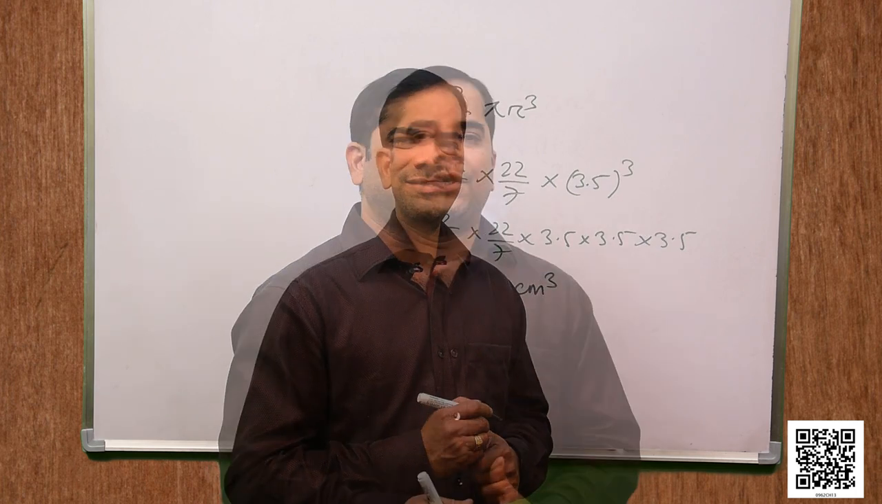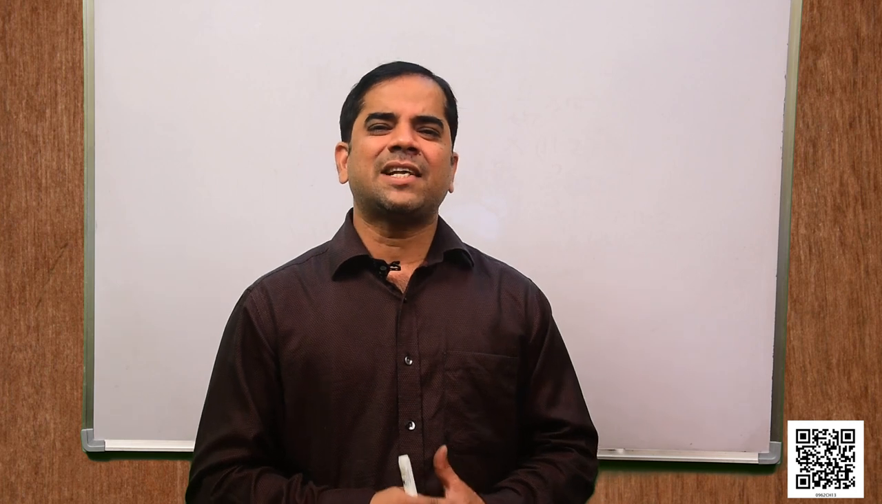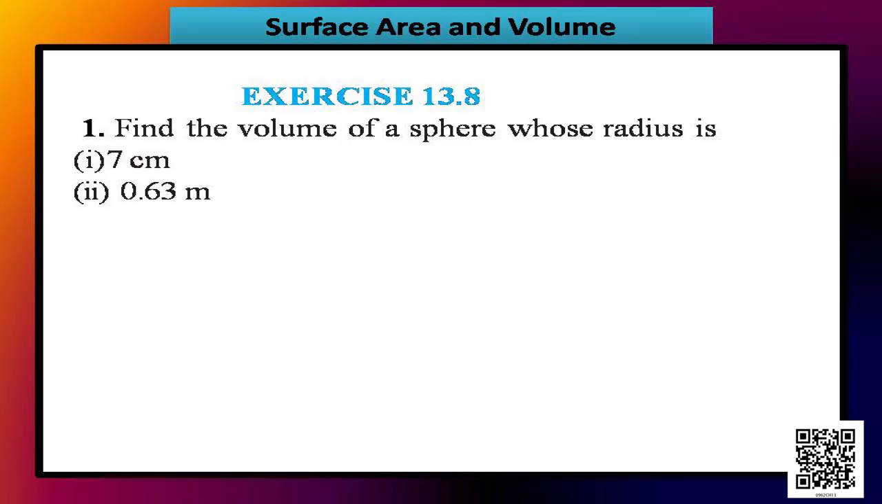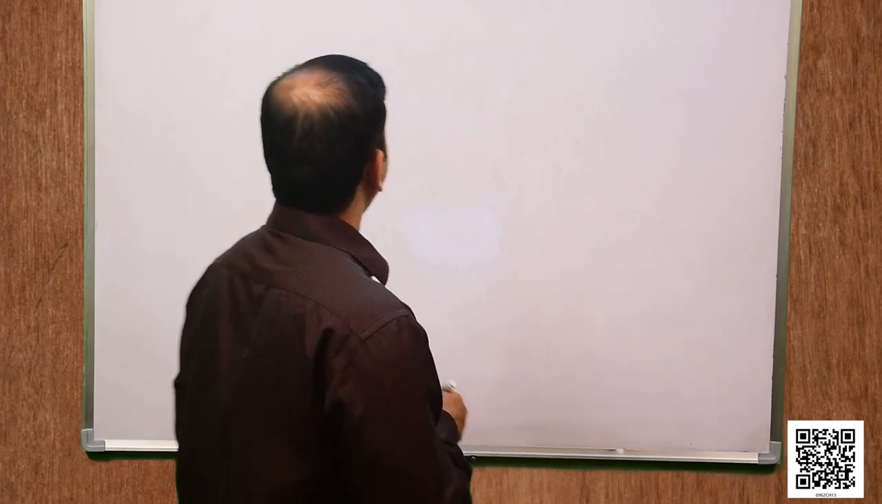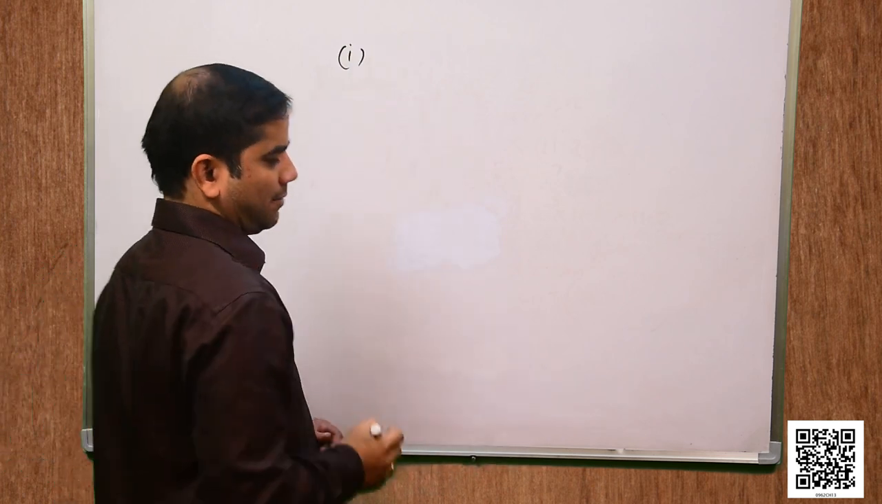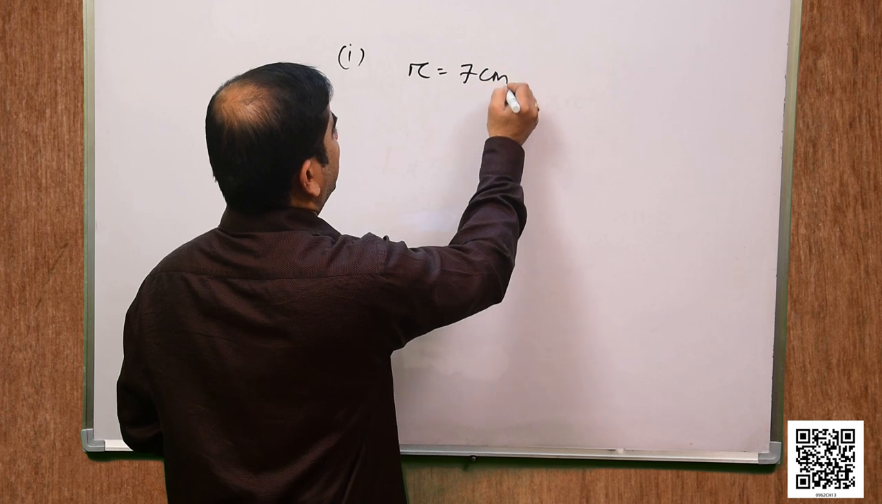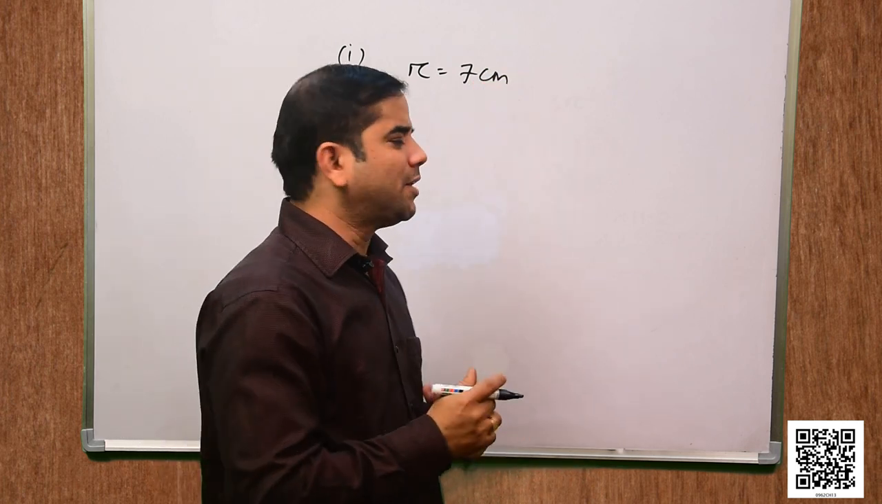Hope you understand. Students, let us now discuss exercise 13.8. Okay. Let us now solve question number 1. It says, find the volume of a sphere whose radius is 7 centimeter and 0.63 meter. Okay. So, let us solve the first bit. Bit number 1. In this case, the radius is 7 centimeter. Okay. So, what should be the volume?